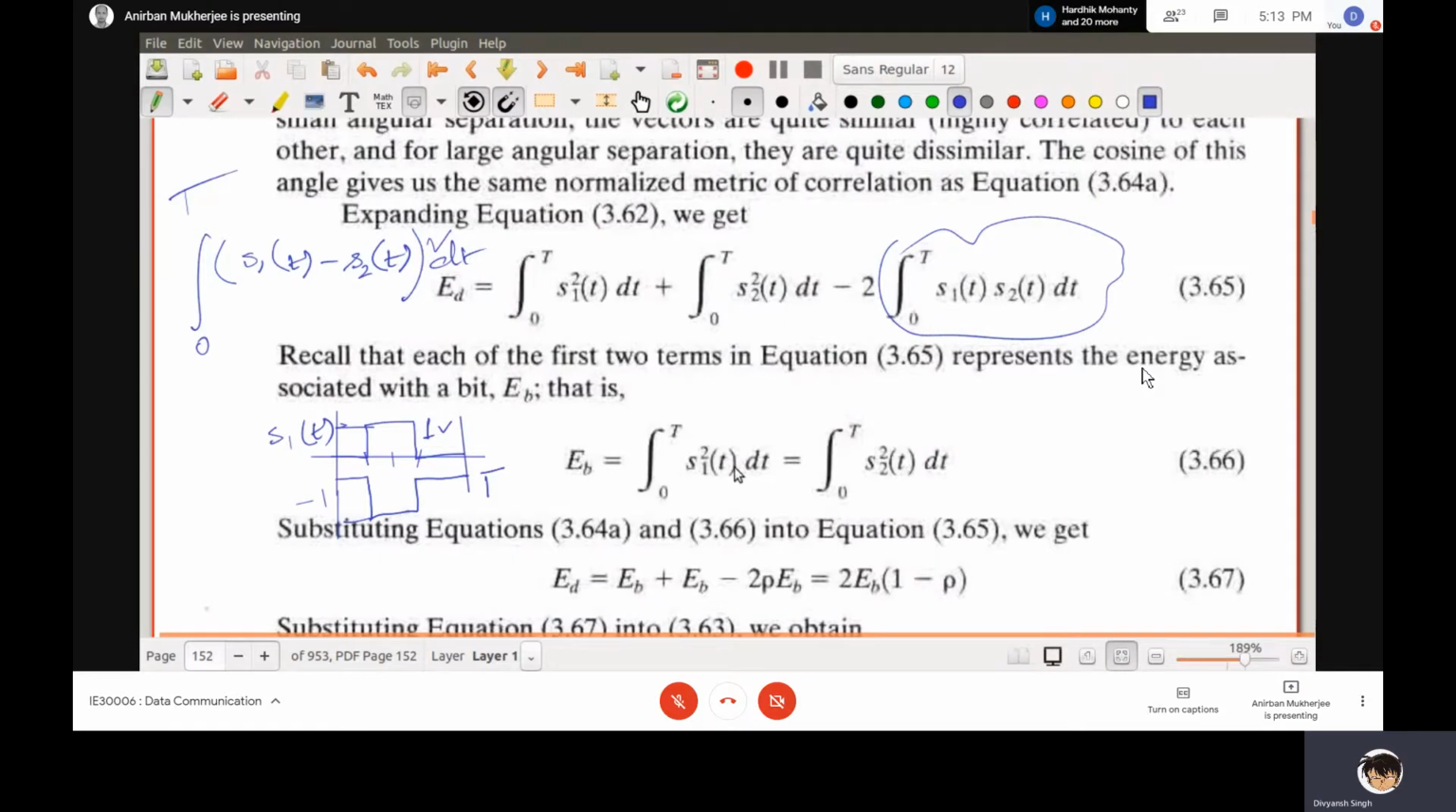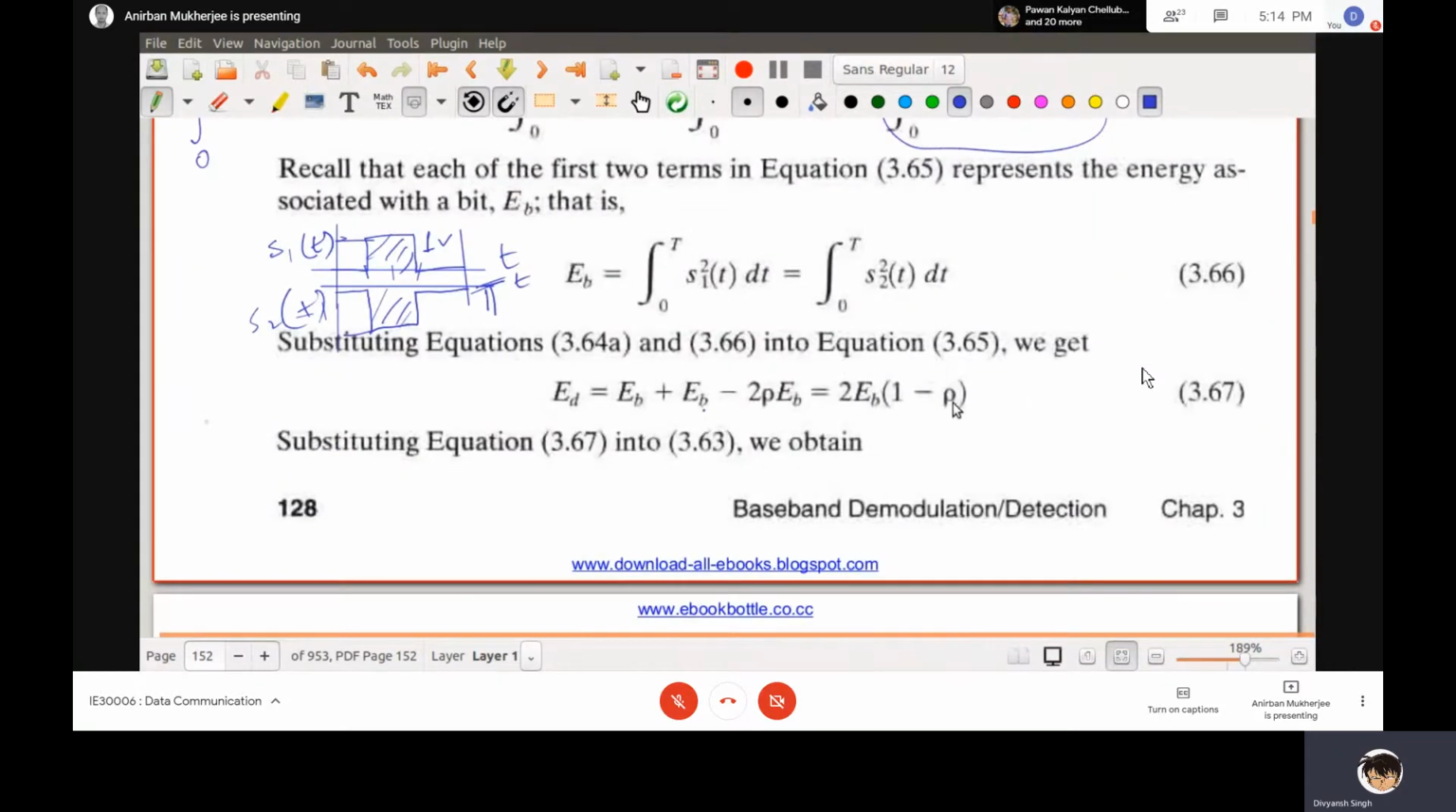So in that case, the energy of the individual signals, S1(t) and S2(t), will be the same, because energy is basically this one and energy is basically this one. Okay, this is t equal to T. So I can choose that ED equal to EB plus EB minus 2 into rho into EB. That means 2 EB (1 minus rho).